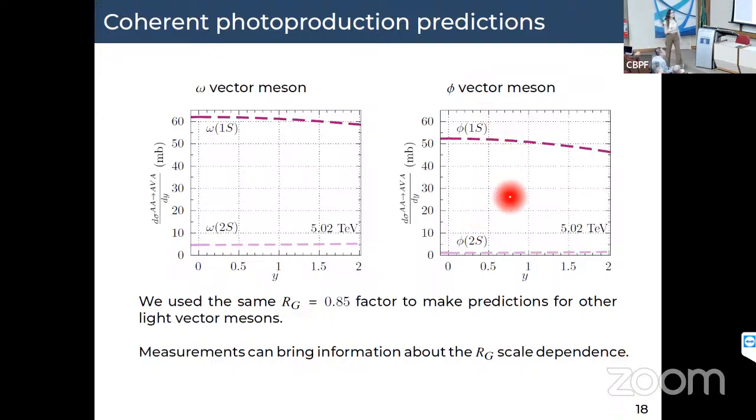Especially for the phi vector meson, since its mass is more different from the rho vector meson, we can see if this RG is good for other vector mesons.